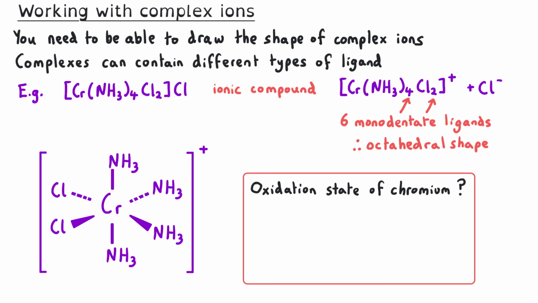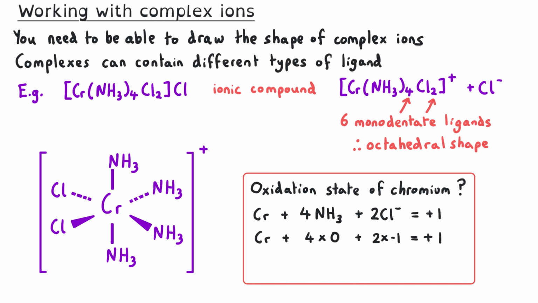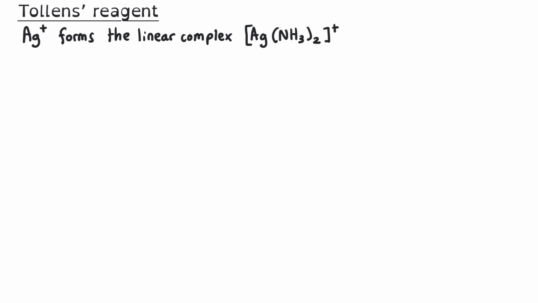For instance, for this one here, the overall charge of the complex is +1. We've got a chromium metal, we've got 4 neutral ammonia ligands and 2 negative chloride ligands. And so that means that chromium plus 4 lots of 0 plus 2 lots of -1 equals +1 overall. So chromium plus 0 minus 2 is equal to +1, and that means that the oxidation state of the chromium must be +3. Sometimes complex ions can have a linear shape.